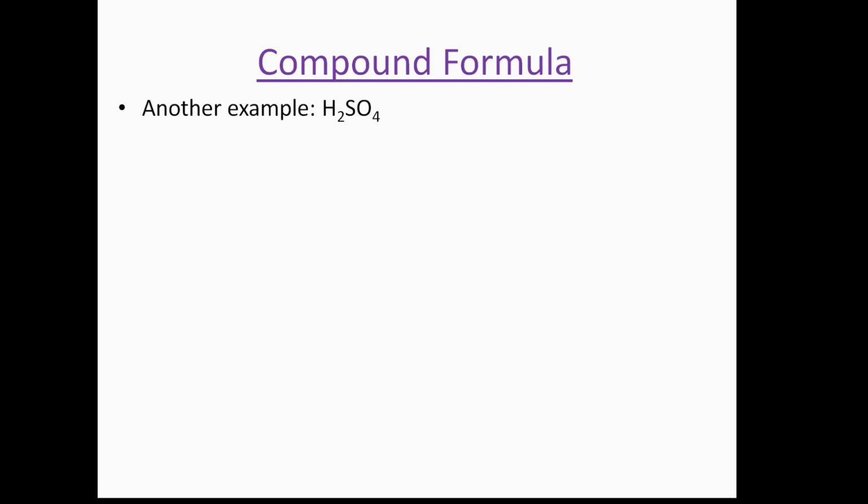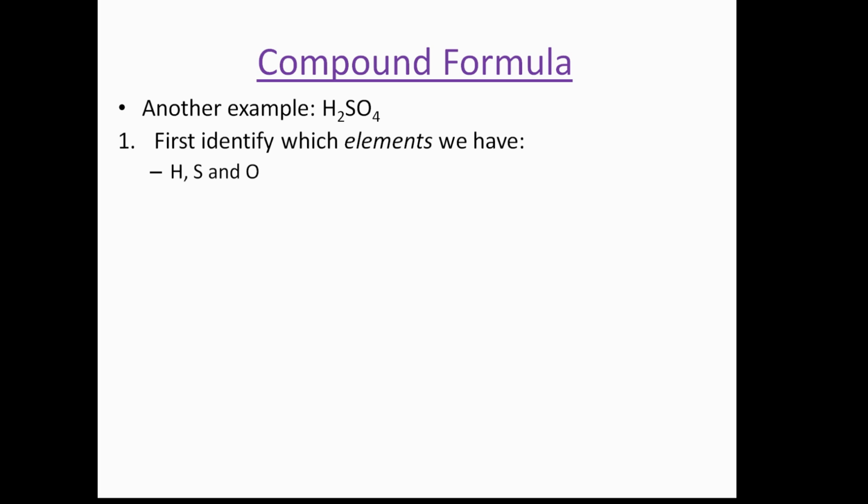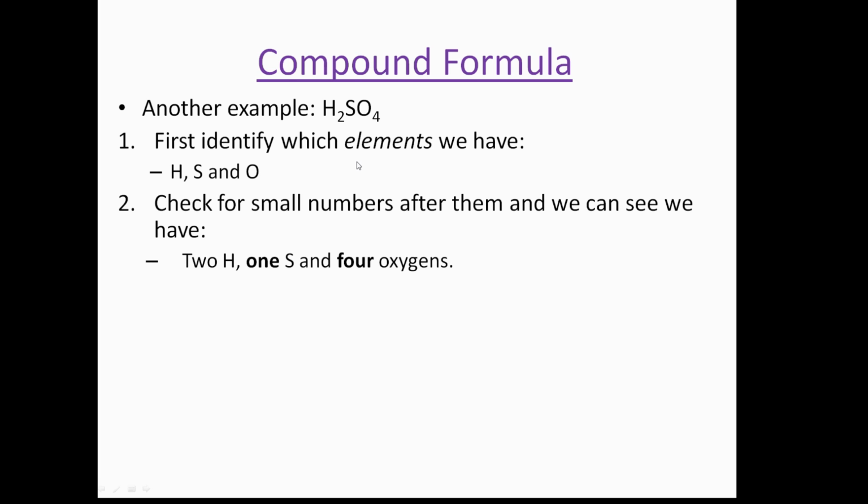Another example, slightly trickier: H2SO4. Give yourself 30 seconds, see if you can work that out. Okay, first step, if you were unsure, is we have to identify which elements we have. We've got a capital H, hydrogen, capital S, sulfur, and a capital O, oxygen. Step 2, we check for the small numbers after them. We have a 2 after the H, no number after the S, and 4 after the oxygen. So that means we've got 2 hydrogens, 1 sulfur, and 4 oxygens in H2SO4, which is sulfuric acid.